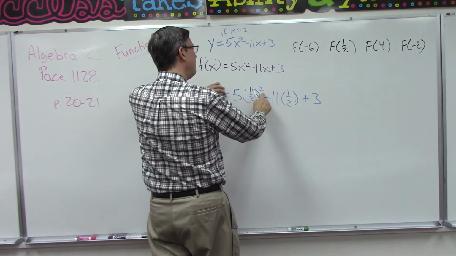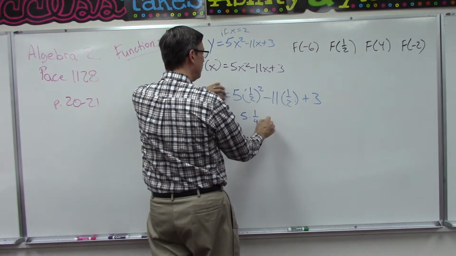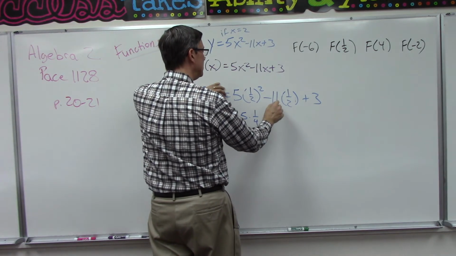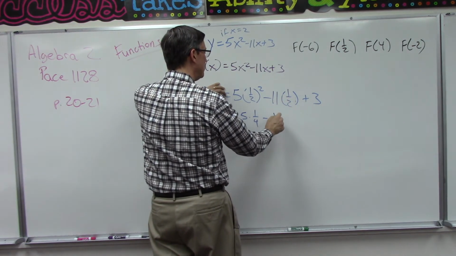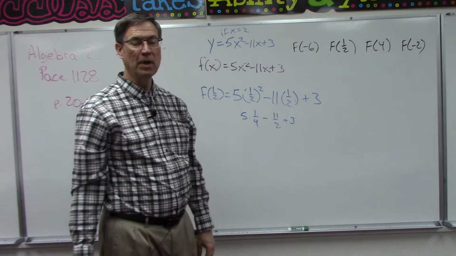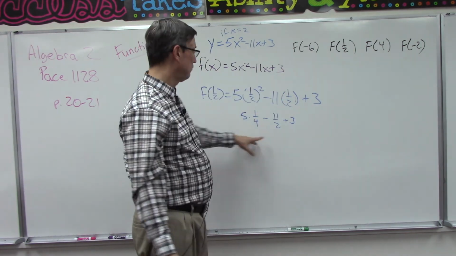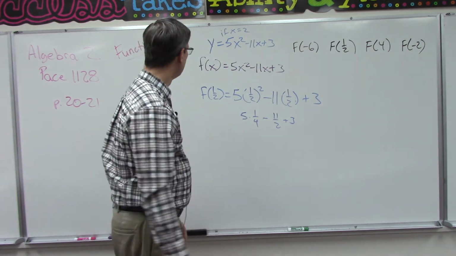So 1/2 squared is 1/4, so we have 5 times 1/4, minus 11 times 1/2, which is 11 over 2, plus 3, and I don't have the energy to solve that right now. But that's what you do. You just solve it out. You get one number, okay?